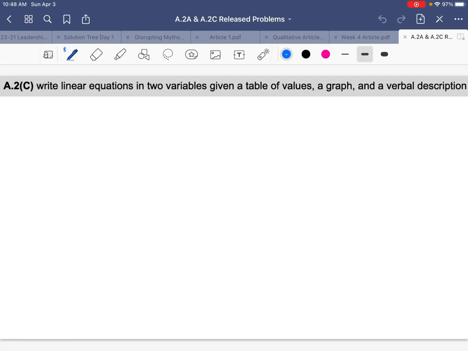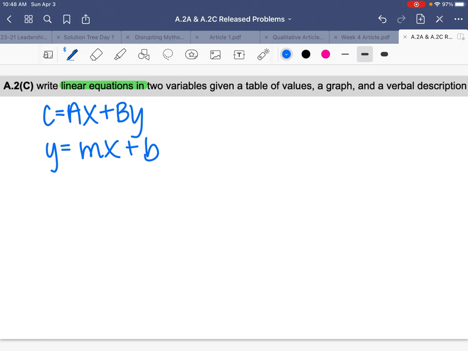Hello, Alvin ISD mathematicians. Today we're going to be looking at some examples of our standard A2C, which is writing linear equations in two variables. So really quick, this says writing linear equations. Keep in mind what that can look like is we have standard form. We also have slope-intercept form, where m represents our slope and b is our y-intercept. And then we also have point-slope form.